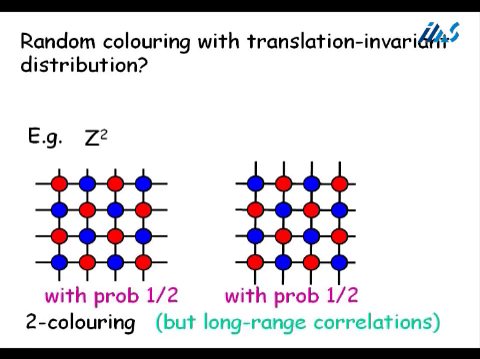Here's one translation invariant coloring on Z squared. With probability half, we can pick the coloring on the left, and with probability half, we pick the coloring on the right. So this coloring is translation invariant, but it has long-range correlations. If you know the color at a particular vertex, you know the color far away. In order for the agents to autonomously figure out what color they're going to be, they have to somehow communicate with each other so that they pick compatible choices.